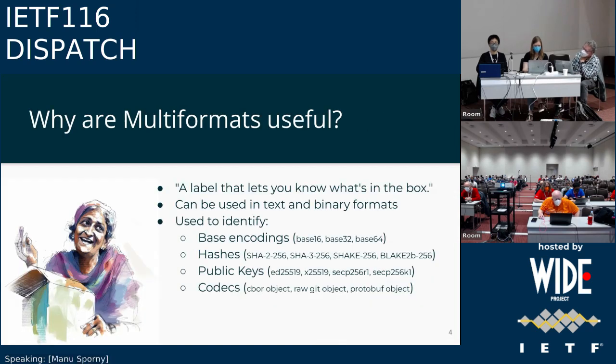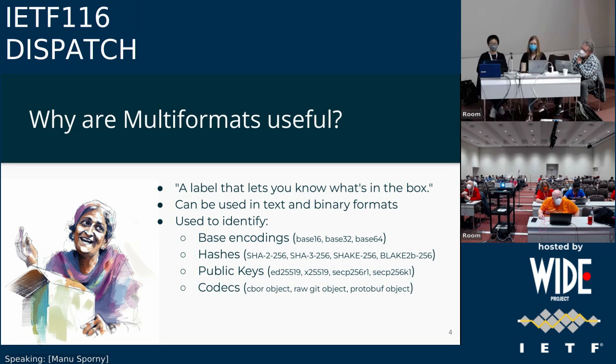Okay, so why are these useful? Effectively, we've got data. Data are kind of encapsulated in these boxes of information, and it's nice to have a label on the box to tell you what the data is. So fundamentally, multi-formats are a label on a box that tells you what's inside the box. Multi-formats are useful in text and binary formats. So we already have things like CBOR and tags and things of that nature, but multi-formats allow you to have the benefit of those tags, whether or not you're encoding to binary or text-based formats.